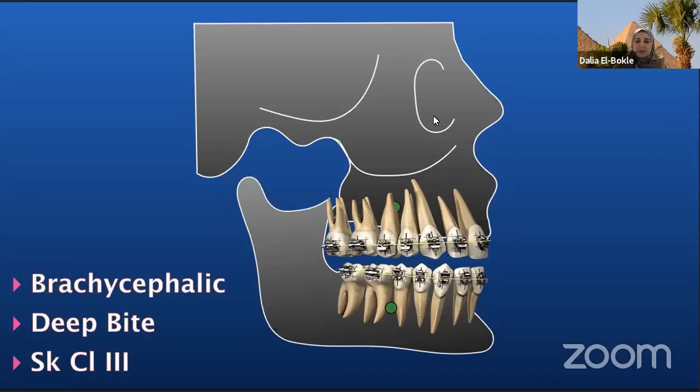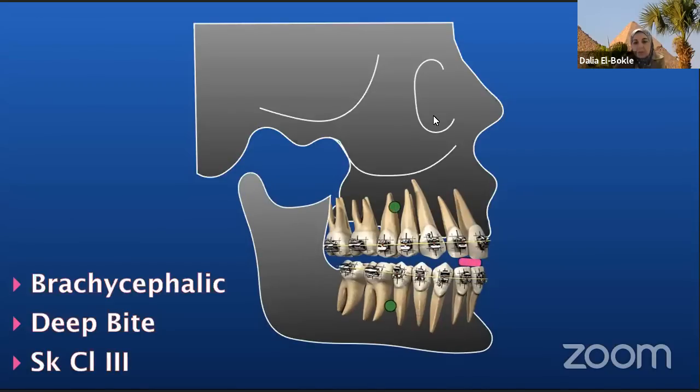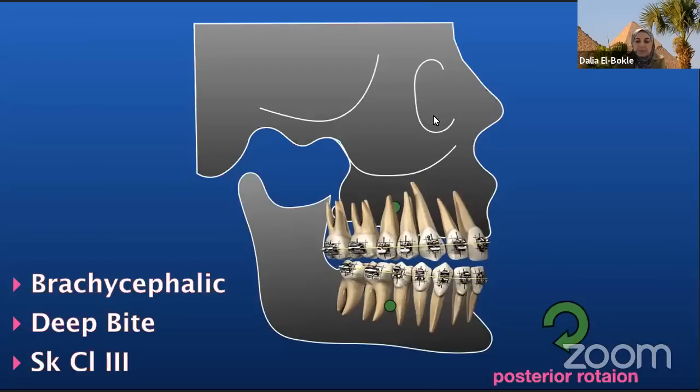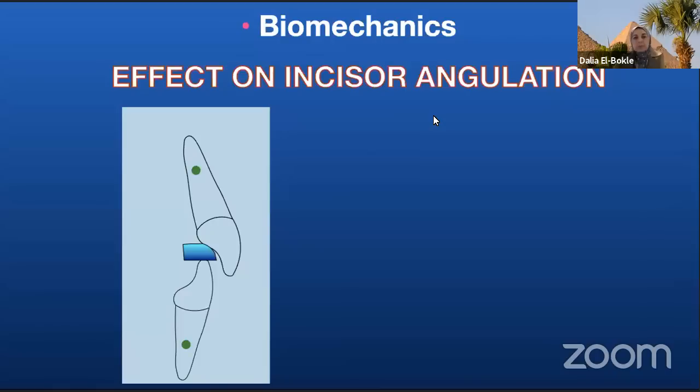how the anterior disarticulation can help with the correction of the skeletal class 3 malocclusion, as well as the deep bite cases. So we will have extrusion of the posterior teeth, resulting in a posterior rotation of the mandible. As for the biomechanics, I will show you some diagrams to demonstrate how one has to consider the site of placement of the bite turbo.